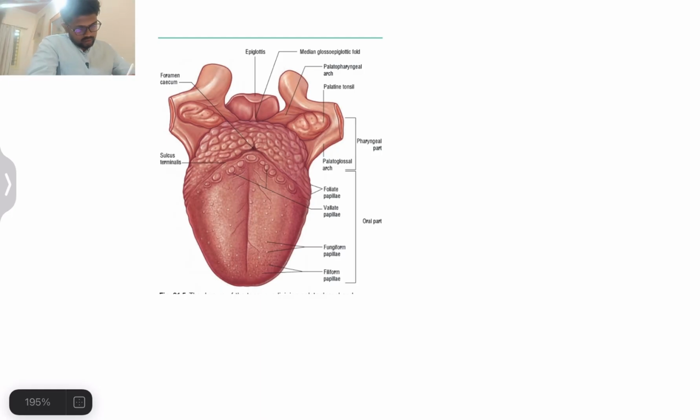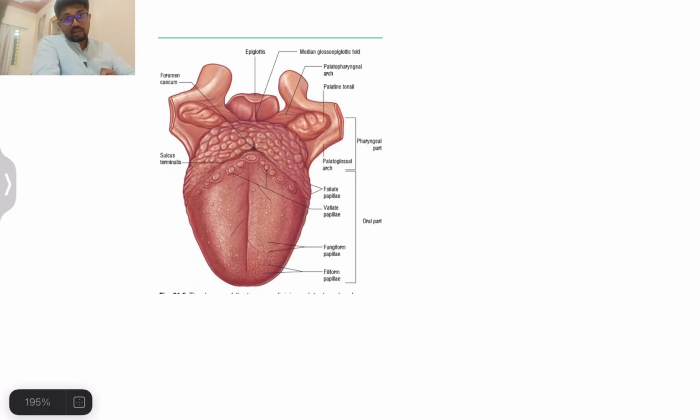This is the sulcus terminalis. In front we can see the circumvallate papillae. Posteriorly we can see the aggregation of lymphoid tissue, which is called the lingual tonsil. There are two folds, the palatoglossal fold and the palatopharyngeal fold. This is the tonsillar fossa, where the palatine tonsil is located.